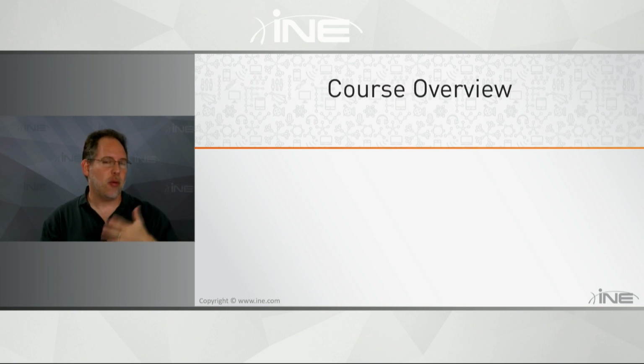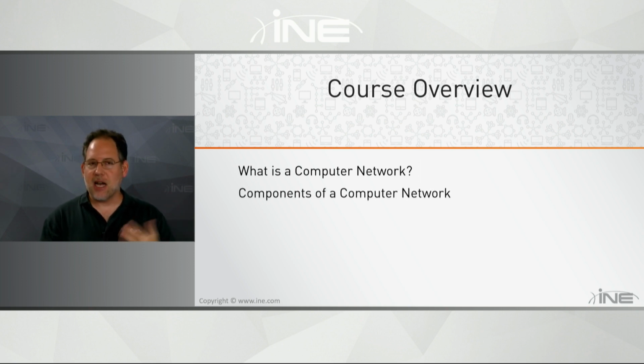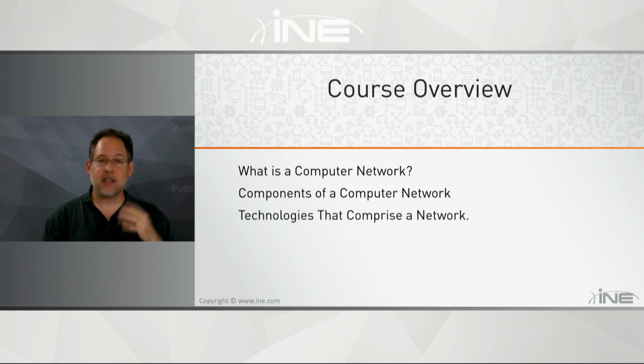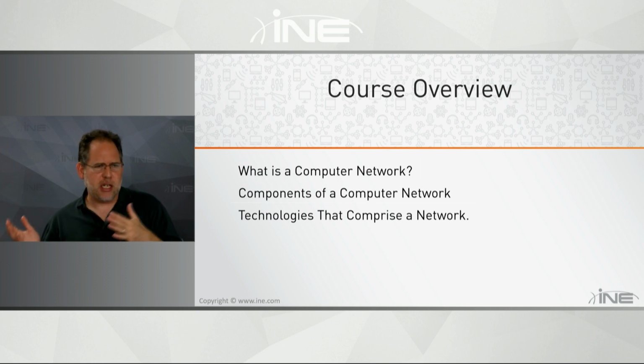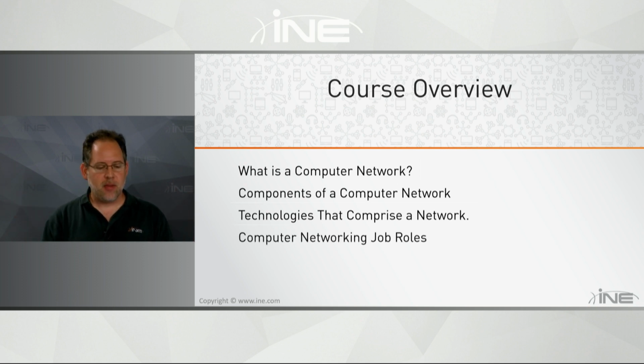I'm going to take periodic breaks throughout these topics to answer your questions. So I'm going to start out with what is a computer network, the common components of a computer network, some technologies that make up a network. You know, what are these things called switching and routing and Wi-Fi? What is that and where is it used and why do we use them? We'll talk about that. And then I'll talk about some computer networking job roles.